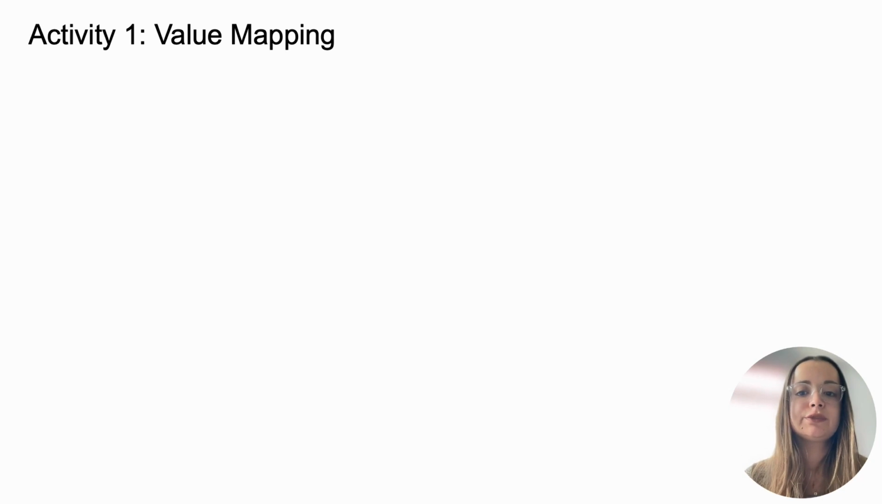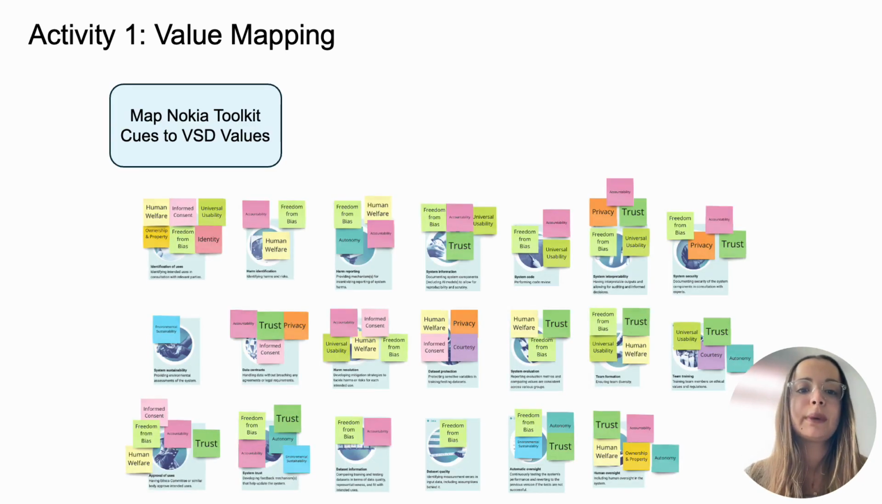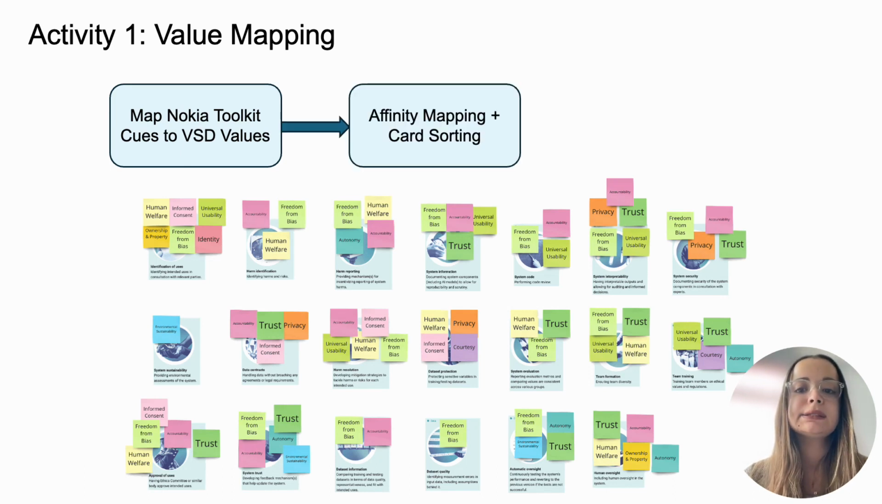The first activity was value mapping. This was derived from affinity mapping and card sorting, and the idea was that participants were given all the cues from the Nokia toolkit and asked to assign each cue to the relevant value-sensitive design values they felt were applicable.